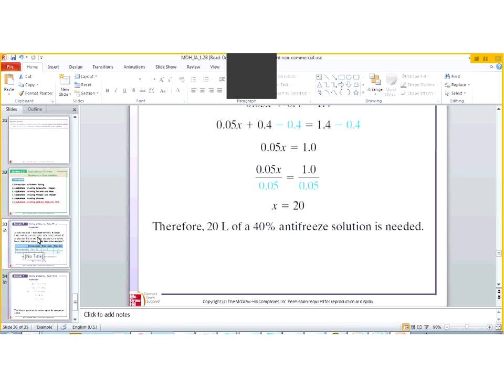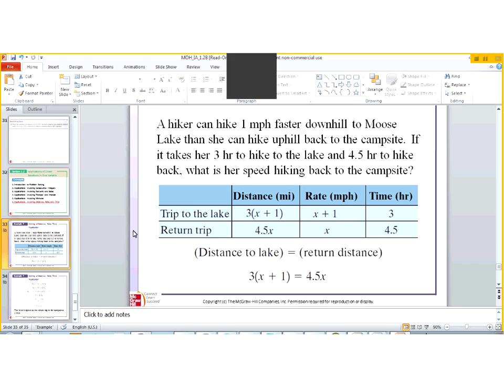Okay, so another type of problem that you're going to see is the distance, rate, time problem. This would be an example here. A hiker can hike 1 mile per hour faster downhill to Moose Lake than she can hike uphill back to the campsite. If it takes her 3 hours to hike to the lake and 4.5 hours to hike back, what is her speed hiking back to the campsite? This would be a good setup for a distance-rate problem.